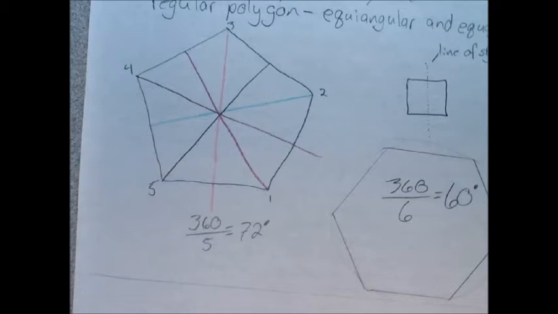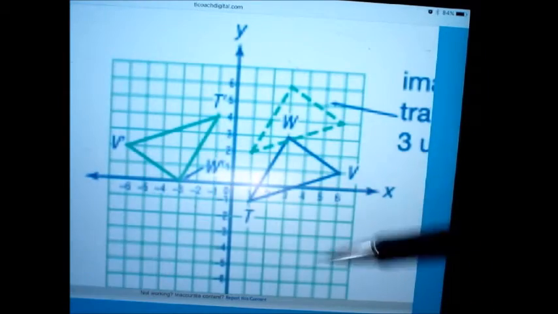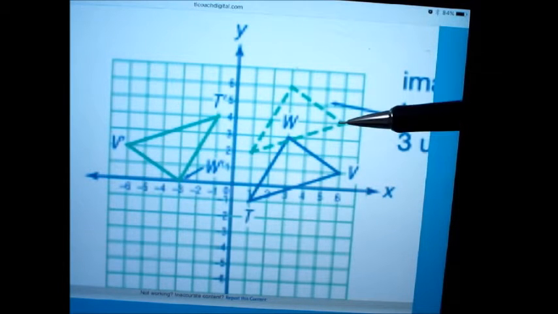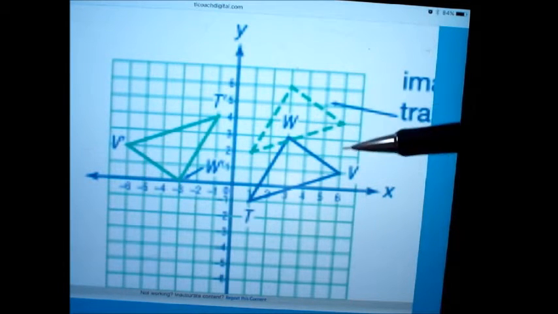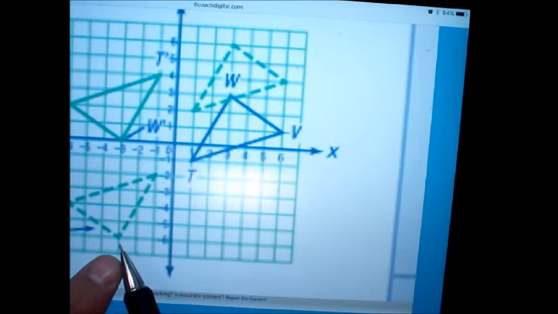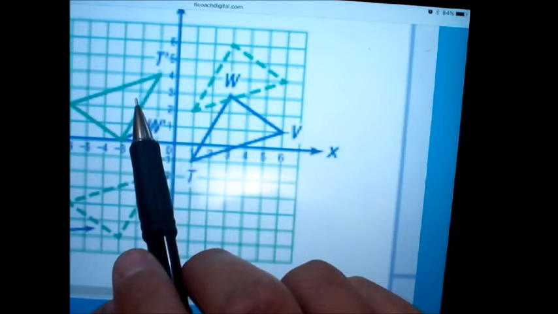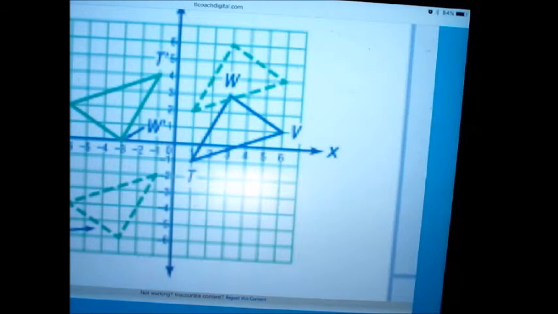Let's see if there's another way possibly to do this. What if we went out of order here and we translated it 3 units up first? So there it goes, boom, 3 units up, and then rotated it 180 degrees. Well, let's look what happens to the image. It goes way down here. And then in order to get back up to where it was, we would have to go 6 units back.